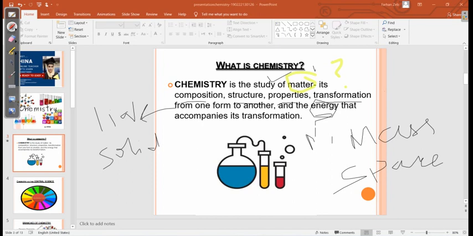So let's summarize quickly all these things. What is chemistry? Chemistry is the study of matter. And what is matter? That which has mass and occupies space. What are we going to study in chemistry? The composition, structure, properties, transformation, and the energy used to transform matter is called chemistry. If we say it in a single line, the study of anything regarding matter is called chemistry. Okay, so we are going to start our lovely chemistry.